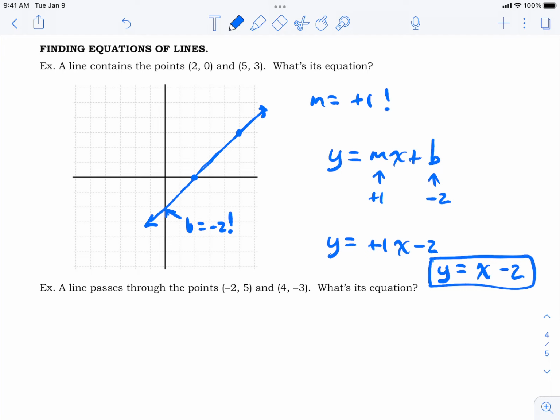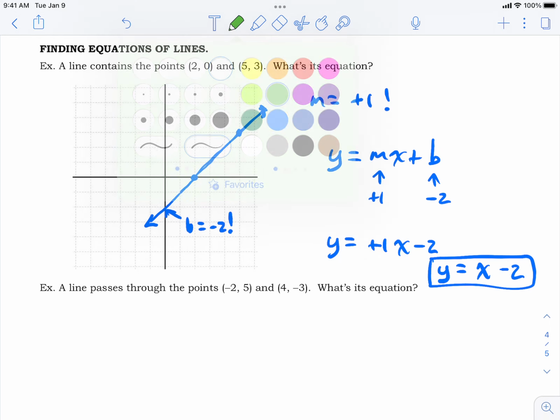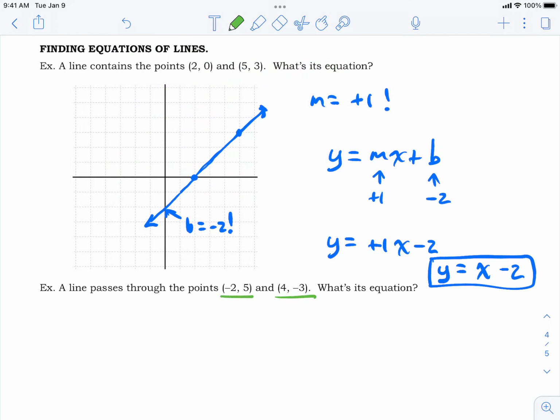Second one, let's change colors here. A line passes through these 2 points. What's its equation? Well, maybe I'll try using that same graphing grid up there. -2, 5 would be back 2, up 5. That'd be right about here. 4, -3. 1, 2, 3, 4, -3. Well, I'm kind of on top of myself, but okay.